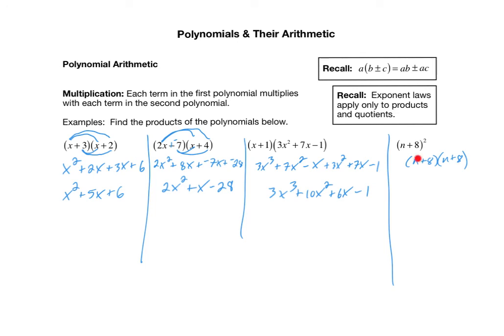The n times the n is n squared. The n times the 8 is 8n. The 8 times the n is 8n. And the 8 times the 8 is 64. And again, if we combine like terms, we get n squared plus 16n plus 64. This is the square of the sum of n and 8. Again, it's one of these types of problems, just in disguise.